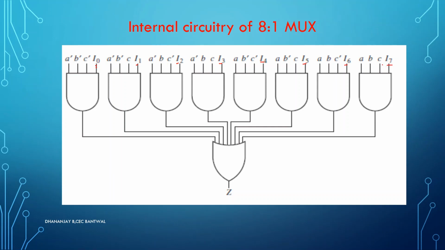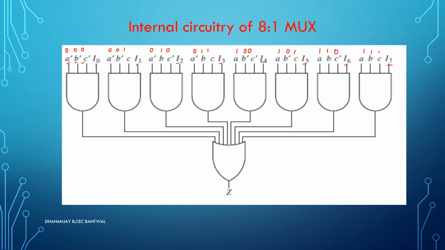8 data inputs. How many control inputs? 3. The 3 control inputs are A, B and C. So this is 0, 0, 0. This will be 0, 0, 1. This will be 0, 1, 0. This will be 0, 1, 1. This will be 1, 0, 0. This will be 1, 0, 1, 1, 1, 0, 1, 1, 1.